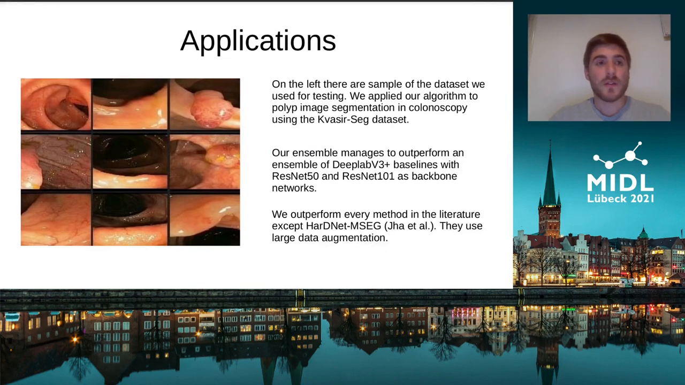We train each one of these networks on our training set, and we apply this method using DeepLab V3 Plus with ResNet 50 as a backbone network to the QuasiRSEC dataset, which is a dataset of polyp image segmentation in colonoscopies. And what we see is that our ensemble manages to outperform an ensemble made by DeepLab V3s with the same cardinality and the same size of the ensemble, using ResNet 50 or ResNet 101 as backbone networks, if the activation functions of these networks are always ReLU. So we managed to create an effective way to create an ensemble of networks, and we beat our baseline.